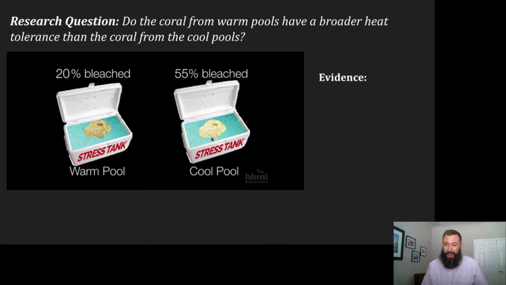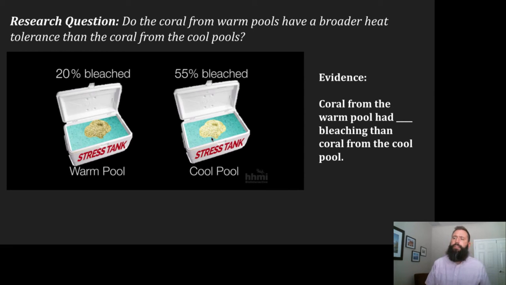So in order to answer that research question at the top of our screen, we first have to think about it a little bit, right? Organize our thoughts in the evidence statement first. So let's do that. Let's think to ourselves for a moment. Our evidence here is coral from the warm pool had blank bleaching coral than coral from the cool pool. The answer would be less. We saw that right here, right? 20% versus 55%.